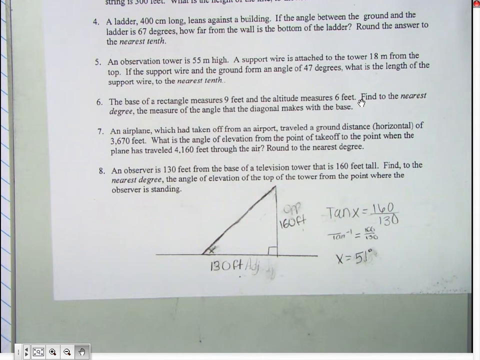Yep, you have to put inverse tan, 160 over 130. You have to put the whole thing in the calculator at once. Don't forget that. And you get 51 degrees. Okay, you're going to have word problems just like this on the quiz tomorrow, so please make sure you are ready for them.